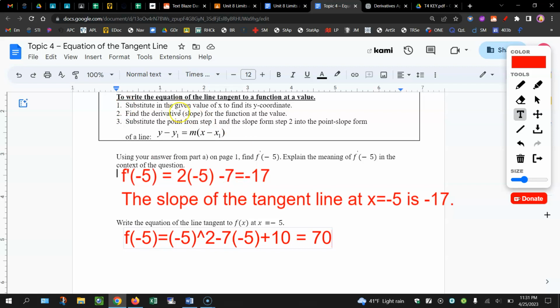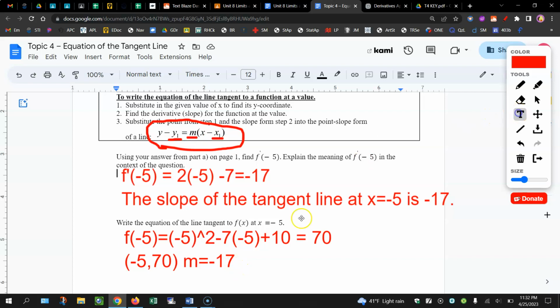Find the derivative or the slope for the function at the value. We got that, negative 17. And now here's what we have. We have a point and we have a slope. So we have the point negative 5, negative 17. And we have a slope of 70. Nope, I'm sorry. We have the point negative 5, 70. And a slope of negative 17. So we're going to plug into this point slope form. The y-coordinate goes here, the x-coordinate goes here, and then the slope goes here.